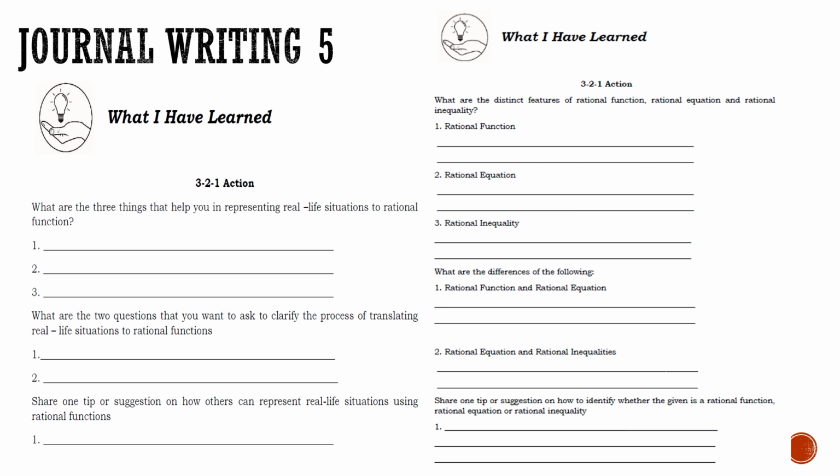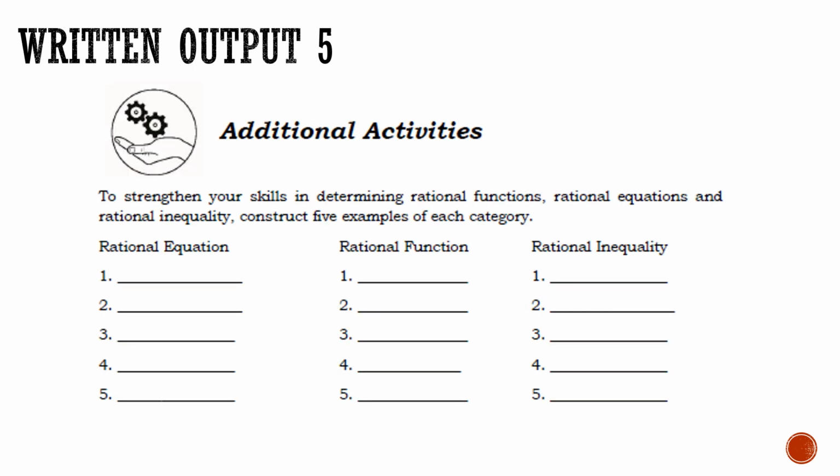So, dalawa po yung gagawin yung what I have learned. Pero, isa na lang po yung gagawin yung written output. Yung tungkol na lang po dun sa pangalawa nating most essential learning competency. So, ang gagawin nyo lang po is magbibigay lang po kayo ng mga example ng rational equation, rational function, at rational inequality. Tig-5 po. Okay po? So, i-upload nyo lang po uli yung mga sagot nyo sa link po na ibibigay ko. Okay po? Yun lang po.